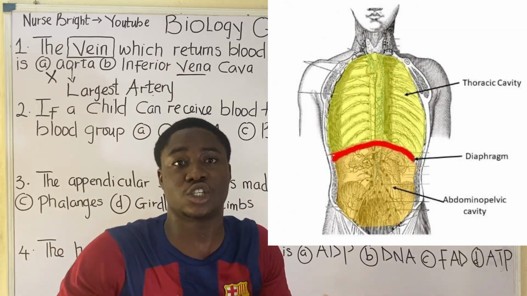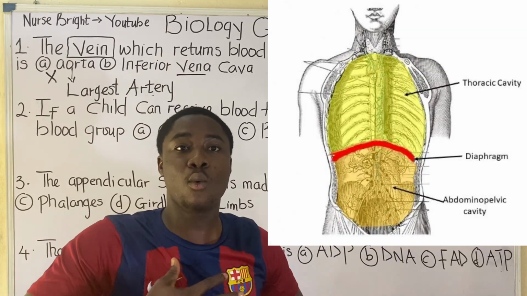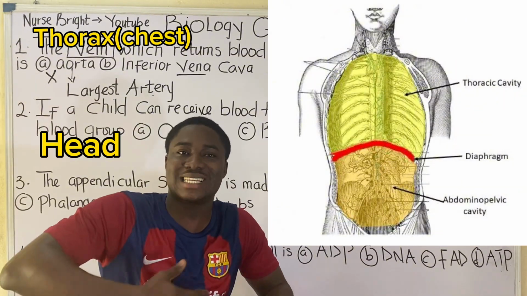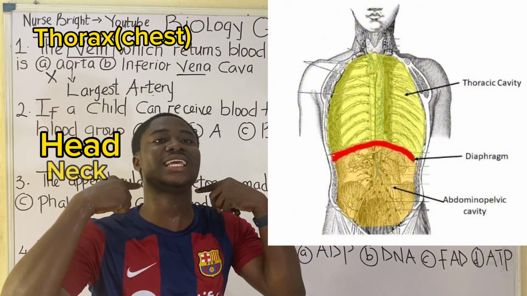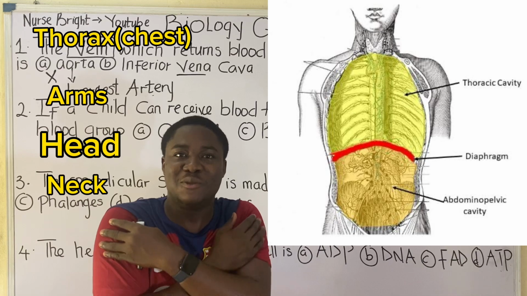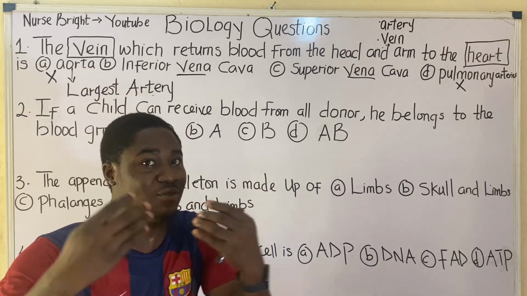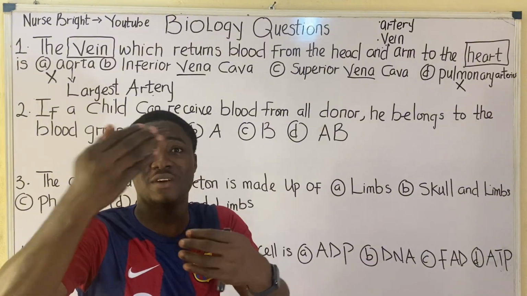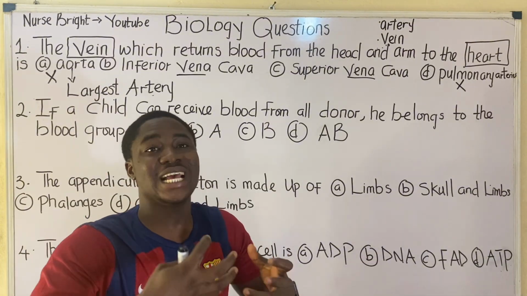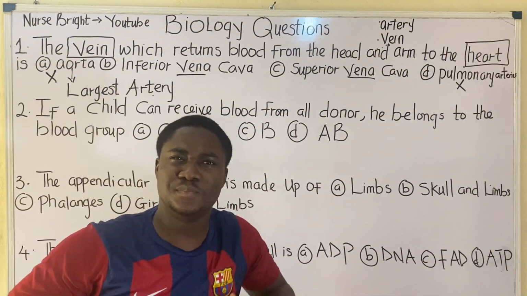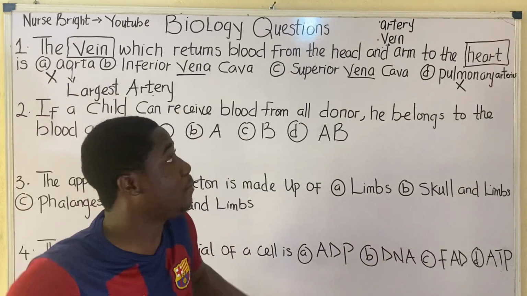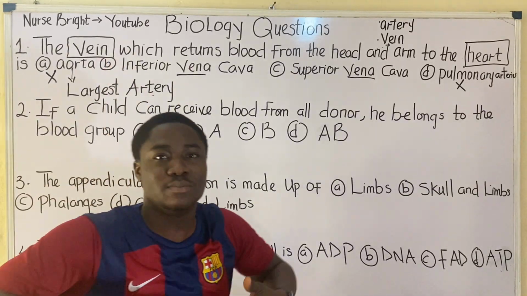So the structures above the diaphragm include the thorax, the head, the neck, and the arms. Are you following me? If you observe, the superior vena cava is the vein that takes blood from structures above the diaphragm. Do you understand? They take blood from structures that are where? Above the diaphragm. If it was inferior, it is below the diaphragm.